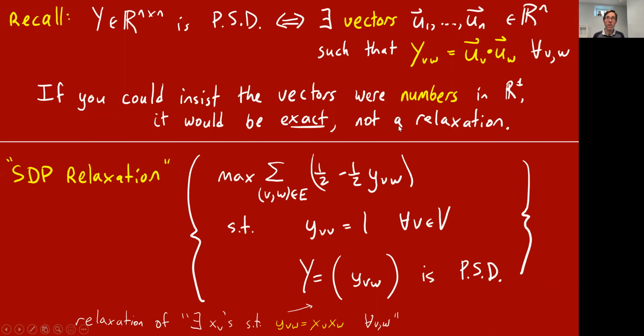But with this relaxation where we allow these xv's, which we're now calling uv vectors, to be vectors in a large dimension, it almost looks like a more complicated problem. But interestingly enough, we can actually solve this program in polynomial time.